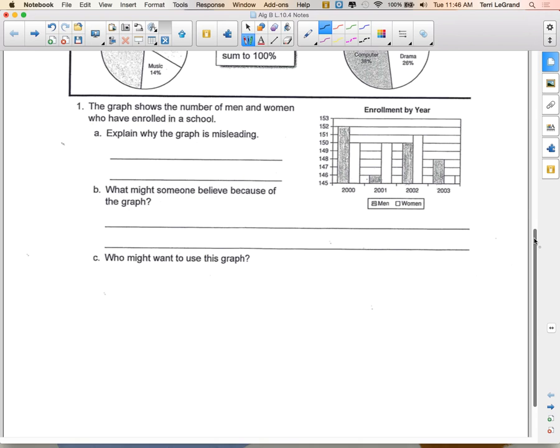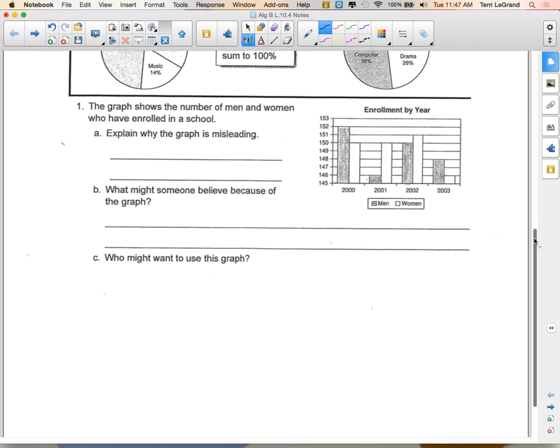Looks like it could be a fake graph. Looks to me like, from the year 2000 to 2001, something happened to the men. They quit going to school. Give me something else you see in that graph.